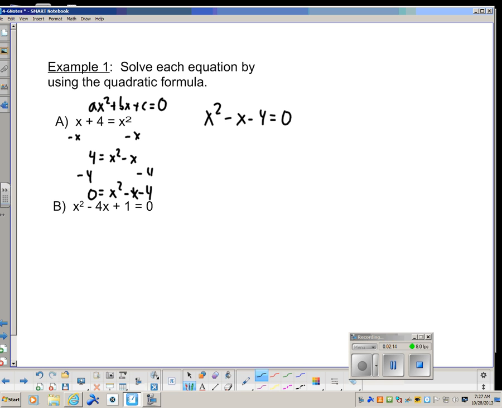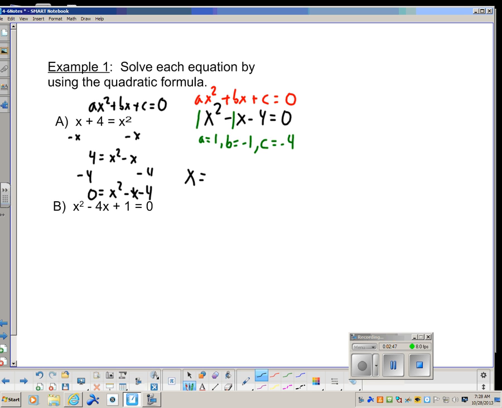So looking at that, ax squared plus bx plus c equals 0. Now that it's in that form, I can identify my parts here. What's in front of the x squared? It's my a value, which is 1. What's in front of my x there? It's -1, so b is -1. And then what's my constant term? It's -4 there. So now that I've got my values, I can just plug them into the quadratic formula.